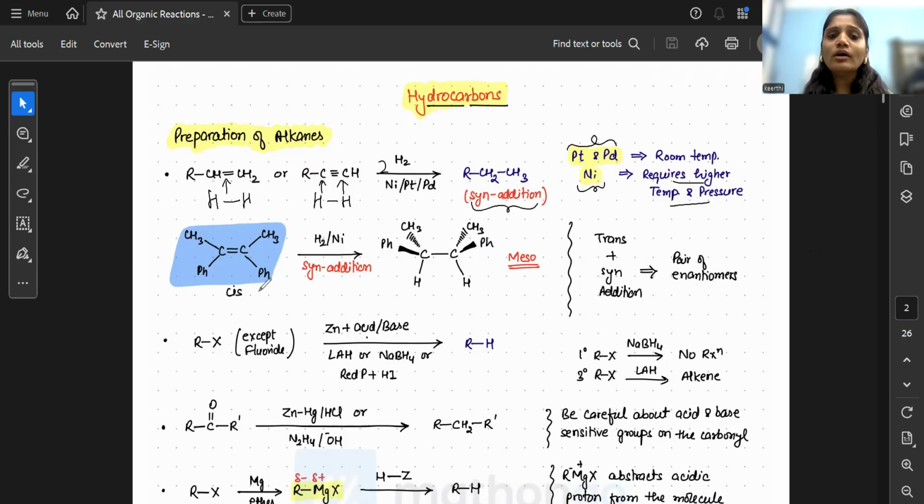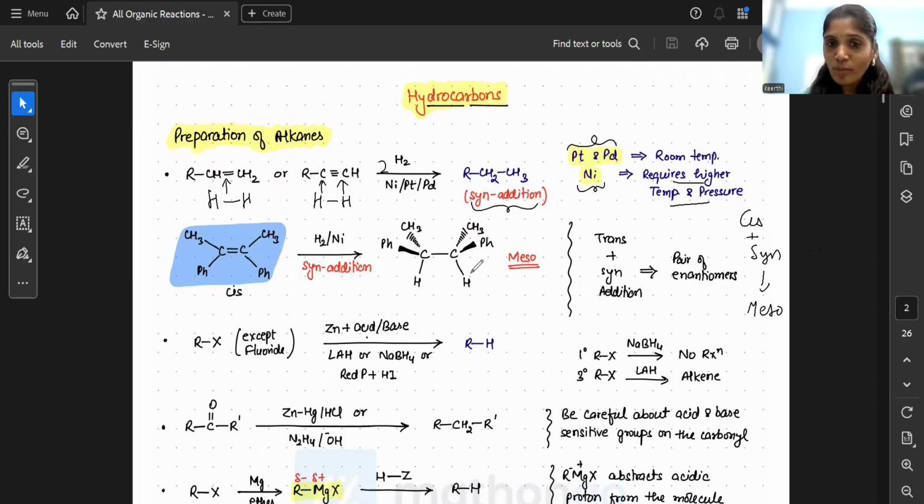Clear? Now, when we talk about cis and trans alkenes, you know what are cis and trans alkenes, you have studied in isomerism. Whenever I'm doing addition of hydrogen on a cis alkene, I get a meso compound. So always remember this thing. Cis plus syn addition, what does it give? It gives meso. Clear? Cis plus syn addition will give you meso.